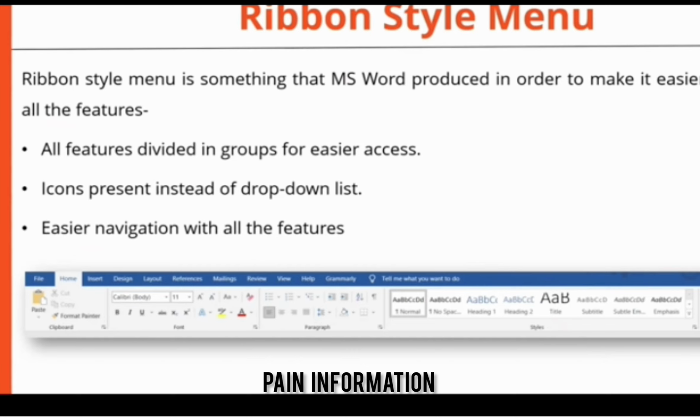So what is ribbon style menu? Ribbon style menu is something that MS Word has produced in order to make it easier to navigate all the features, right? So when you are using Microsoft Word, there are a number of features and functions available to make your work easy and so that you can complete your task in time. Now, most of these features, sometimes you have to look for them because there are so many features that have been integrated. But Microsoft Word has actually made your life simpler in that way. All the features are divided in groups for easier access.